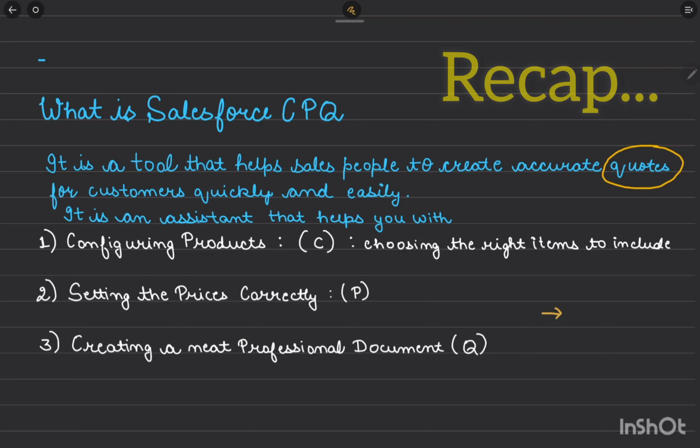It suggests the right items. Right items means the compatible items. What if you wanted to buy a computer and you bought a computer, but with that computer you bought a mouse which is not compatible, or a keyboard that is not compatible, right? So that is not the correct way, right? So that's why Salesforce CPQ comes in here for help.